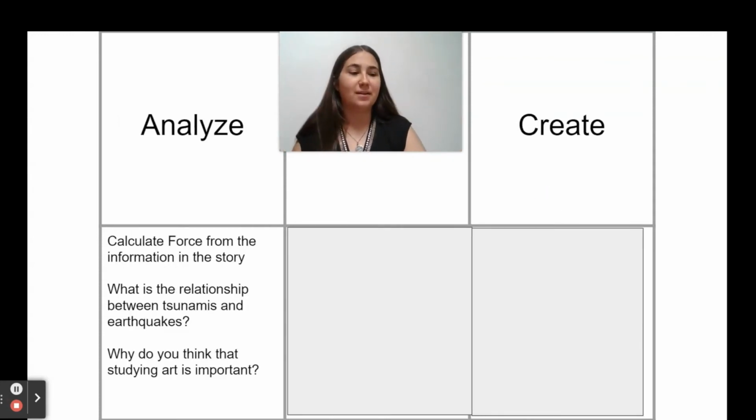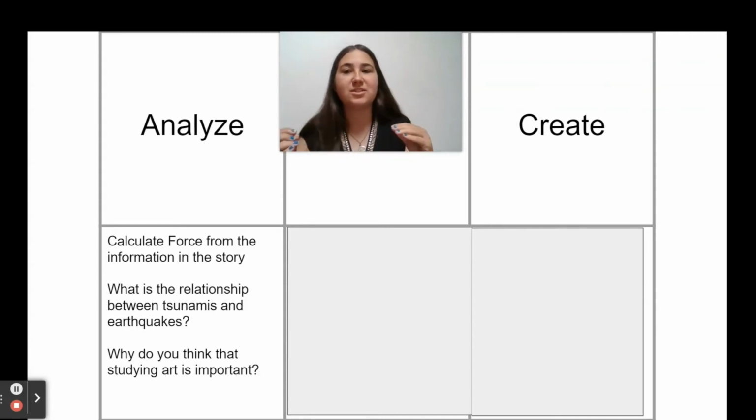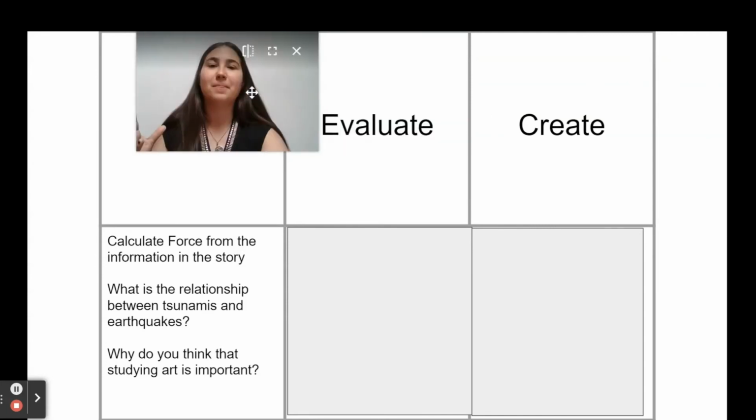Then we have analyze, examining in detail, getting into those fine areas, calculating force from this information in the story, looking at relationships. What is the relationship between tsunamis and earthquakes? In your letters, why do you think it's important to study art? So many kids love art. What is the relationship between art and science? That would just blow some kids' minds.